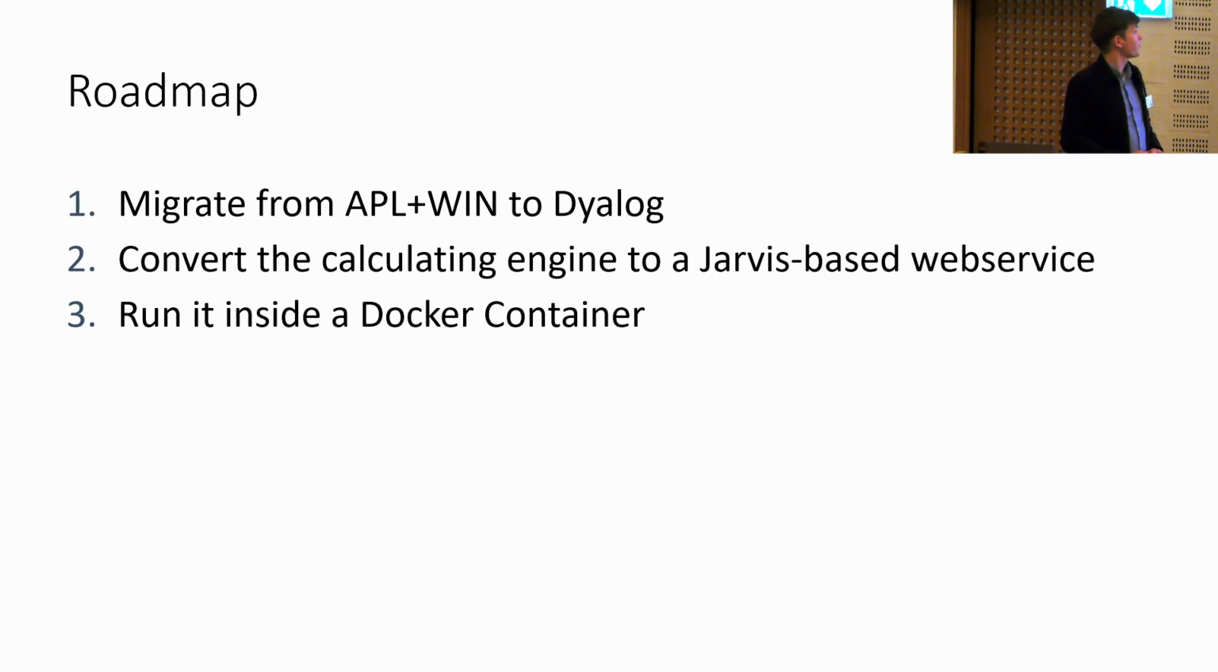So okay, let's look at the several steps. I'll be very brief on the first one, the migration to Dyalog, because the workspace only consisted of 300 functions, and I guess the application only used like a third of it, and that's really not a whole lot, and there's also only this one interface, so the migration part really wasn't too special. And then we'll move on to the more interesting stuff, so the conversion to a Jarvis-based web service, and then finally containerizing the application.